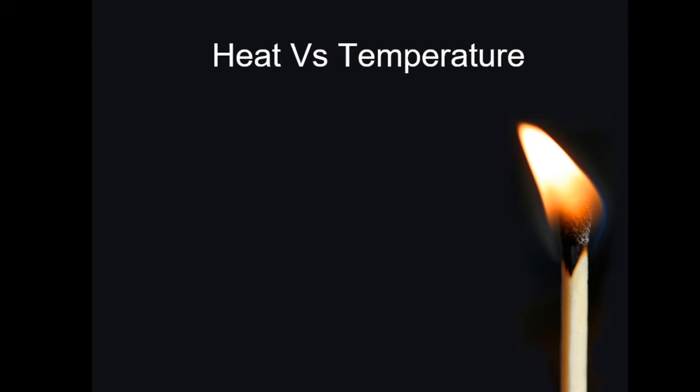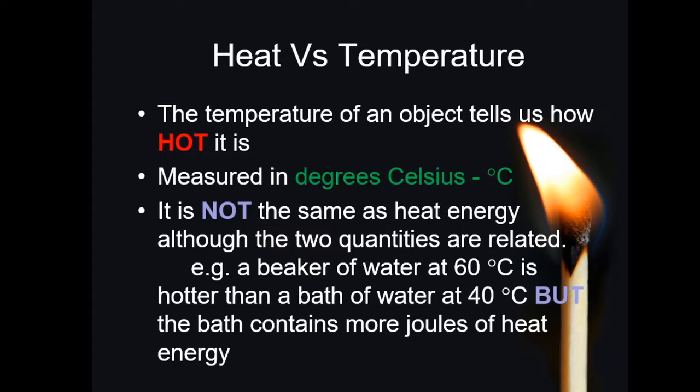So here we have heat versus temperature. So what is heat again? Heat is just another form of energy, right? While temperature is not. It tells us how hot an object is, okay? It is measured in degrees Celsius. So again, heat is measured in joules and temperature is measured in degrees Celsius. Okay, so they are two completely different things. Temperature is not the same as heat energy, although the two quantities are related.